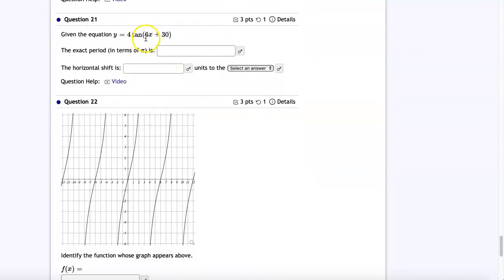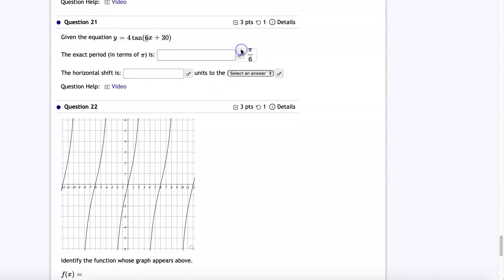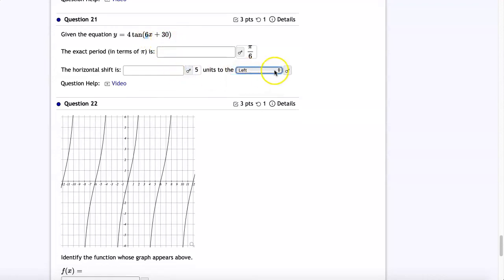All right, question number 21. To get the period of this function, we take pi, remember, not 2 pi because this is tangent, and divide pi by the b value of 6, and you get pi over 6. If you factor out the 6, you get 6 times x plus 5. So this is a 5-unit shift to the left, and that's as simple as that.